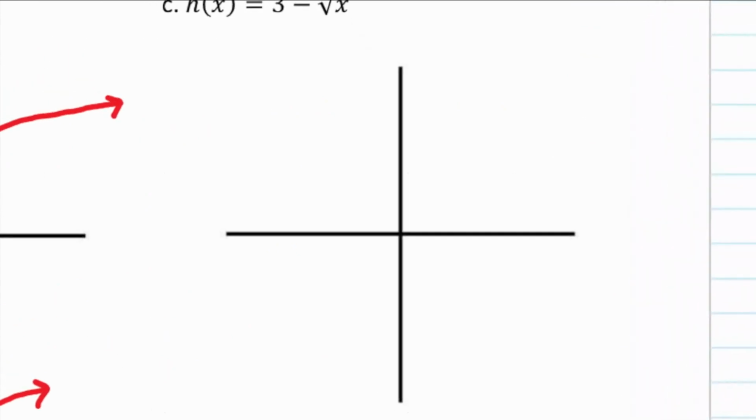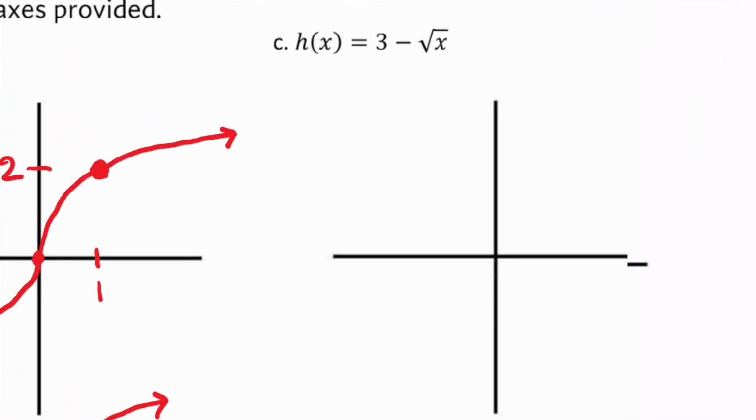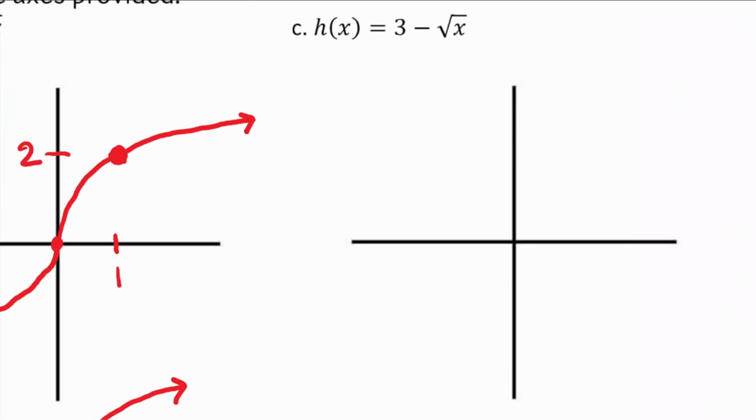3 minus the square root of x. All right, so I'm going to find where the vertex is, because it's a square root graph. That's going to be where x is 0, and h of 0 equals 3 minus the square root of 0, and there's nothing wrong with the square root of 0. That's just 3 minus 0, which is 3. So my vertex point is at 0, 3.